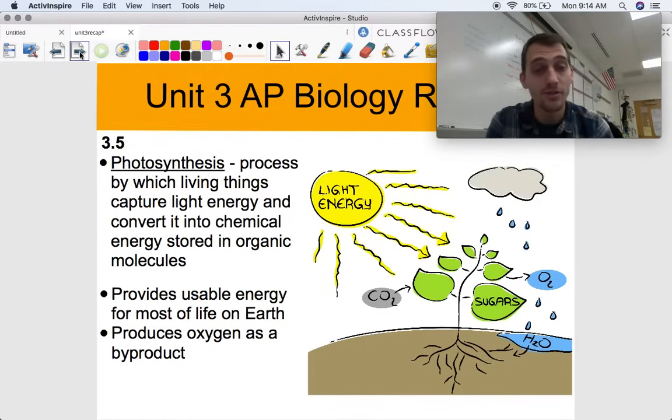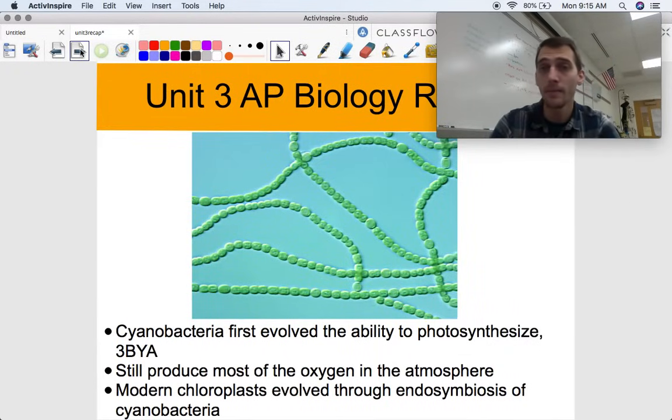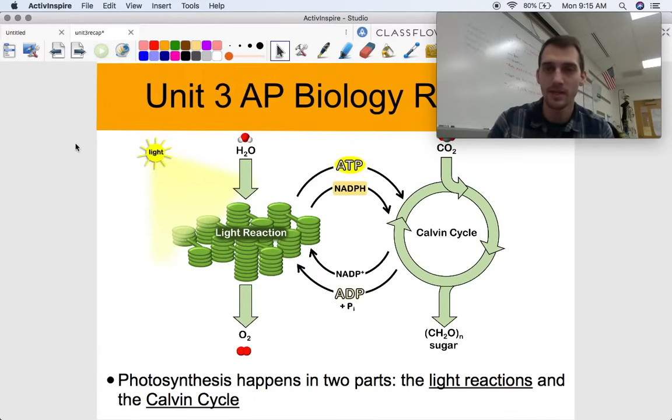What photosynthesis does is provide usable energy for most of life on Earth, and it produces oxygen as a byproduct. And we're going to talk about why that's super important later on. Super simple diagram of photosynthesis right there. Real quick, I just said that when this evolved, it changed Earth forever. Yes, these organisms called cyanobacteria are still around today. They first gained the ability to photosynthesize about 3 billion years ago, and cyanobacteria still produce about 80% of the oxygen in the atmosphere. So the oxygen that you're breathing right now is from the ocean, from cyanobacteria. We're all like, hug a tree for letting you breathe. But it's cyanobacteria, little tiny green guys, that produce more oxygen than all the rainforests combined. Modern chloroplasts evolved through endosymbiosis of cyanobacteria. That's what we talked about last unit.